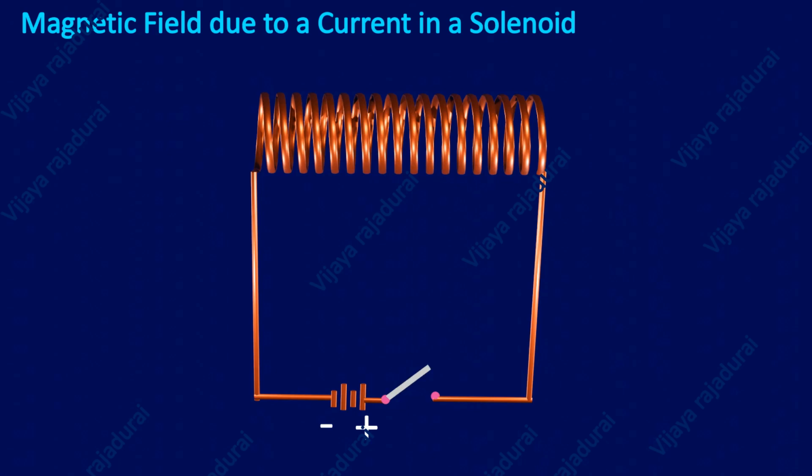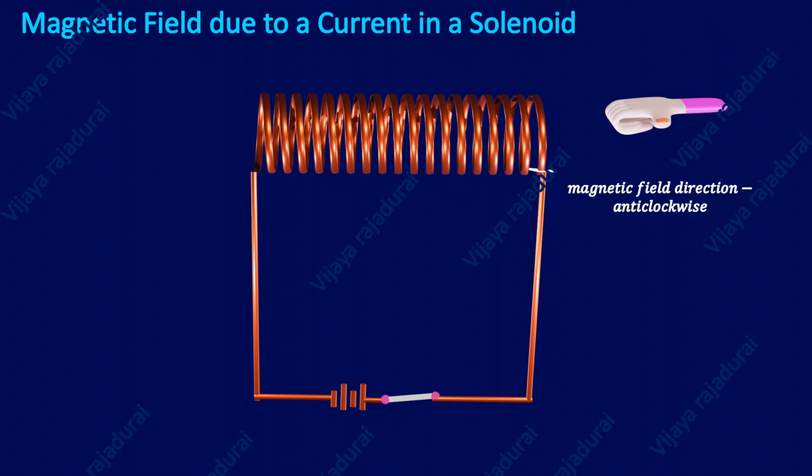Here the direction of the current is changed, that is, current flows from right side to left side. According to the right hand thumb rule, the direction of the magnetic field is anti-clockwise. Here you can see the direction of the magnetic field.